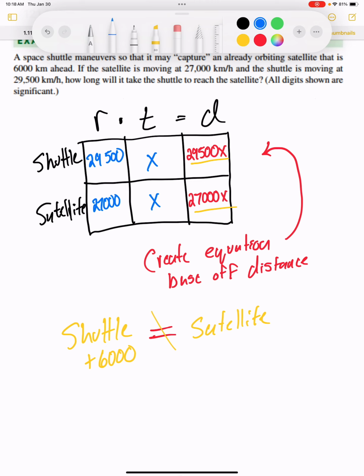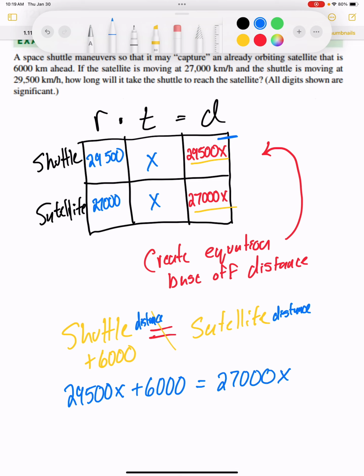So now we're talking about the shuttle's distance, right? This is a distance, right? And this is a distance. So if I take wherever the shuttle is and I add 6,000 to it, it's going to be where the satellite is. So now I think about this distance, and the shuttle's distance, which we said a minute ago, was 29,500x. If I add 6,000 to it, then it's going to equal the satellite's distance, which is 27,000x.